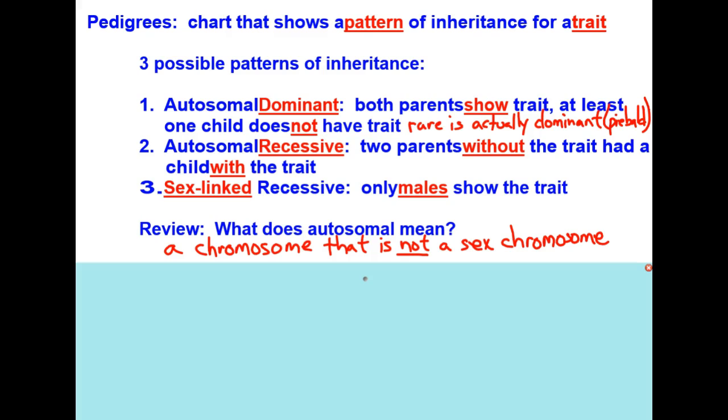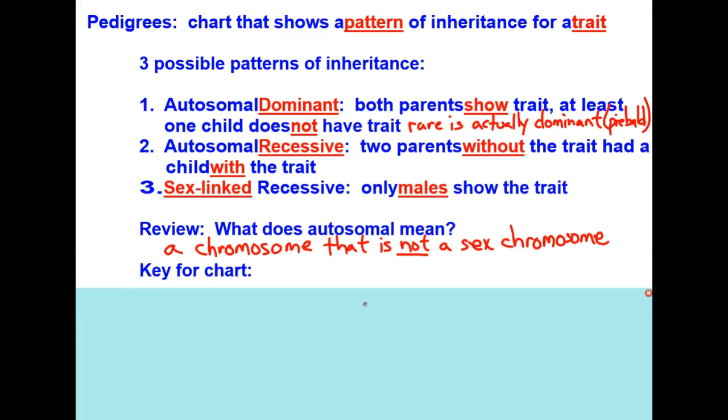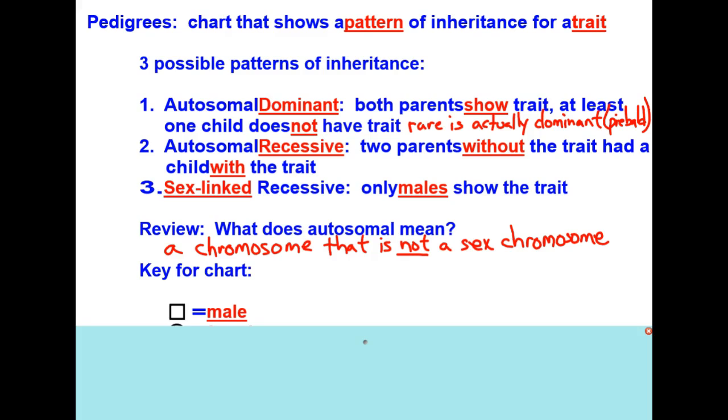Whereas in the third pattern of inheritance, the sex-linked recessive is only passed along in that 45 and 46 chromosome, the 2 sex chromosomes, specifically on the X chromosome as discussed earlier. When organizing your chart, we have some traditional symbols that we use, and for that, males are always boxes, squares. Females are always circles.